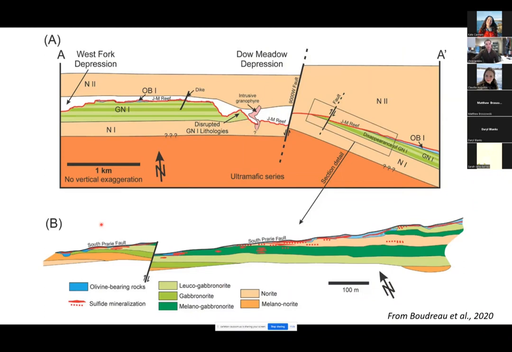If we look at the stratigraphy at the mine scale, this is the Stillwater Mine area, and you can see that the J-M Reef unconformably overlies the footwall cumulates. So you have layers of the norite zone and gabbronorite zone 1 underlying the reef, and there's an angular unconformity with the olivine-bearing zone, which hosts the reef.